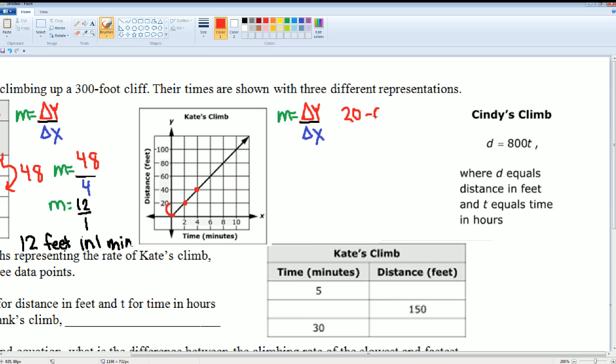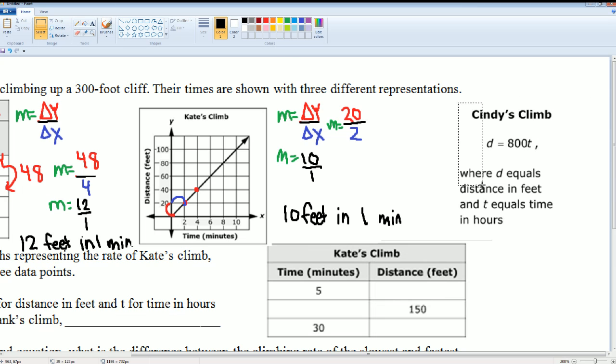It's really minus 0 because it starts here at 0, but we're not going to include that. Then divide that by how much the x is. This is 2. So that is your slope. Your slope is equal to 20 over 2, which is just 10 over 1. For Katie, she climbs 10 feet in 1 minute.